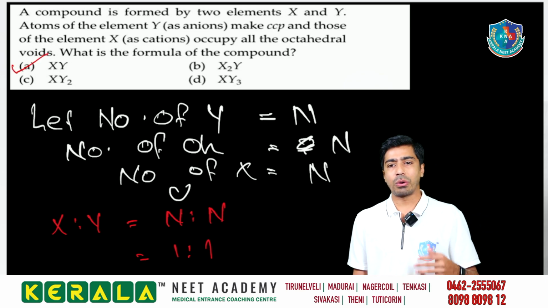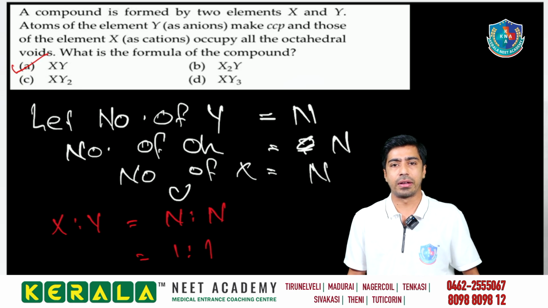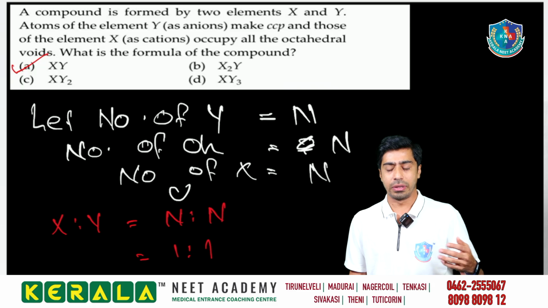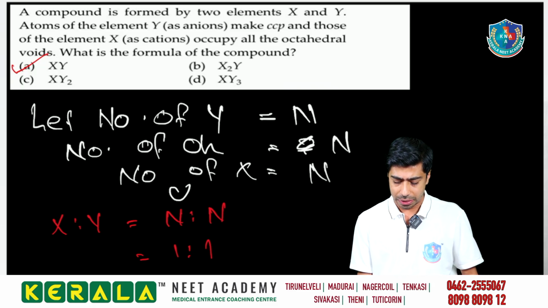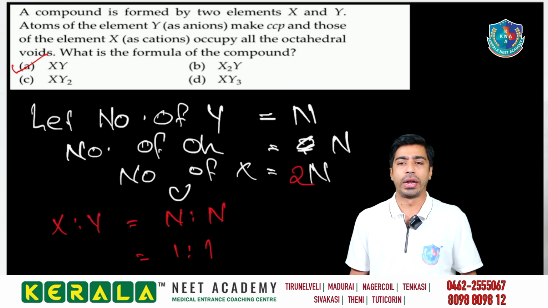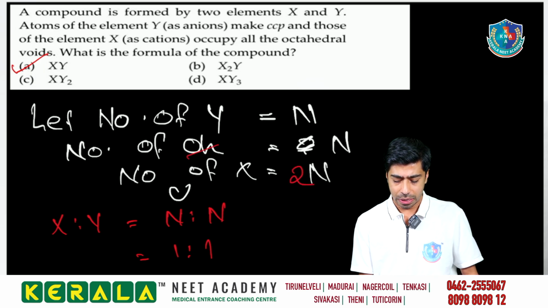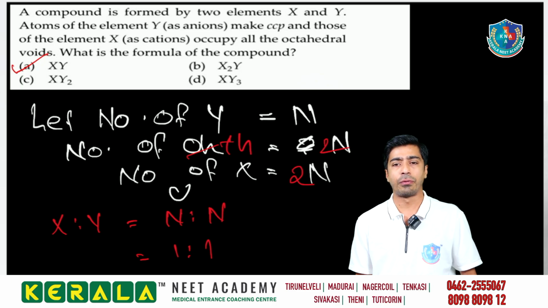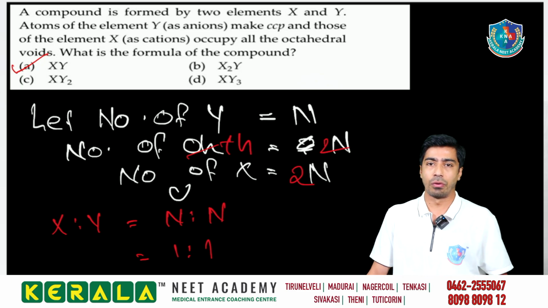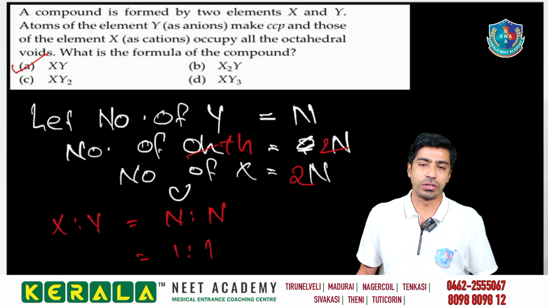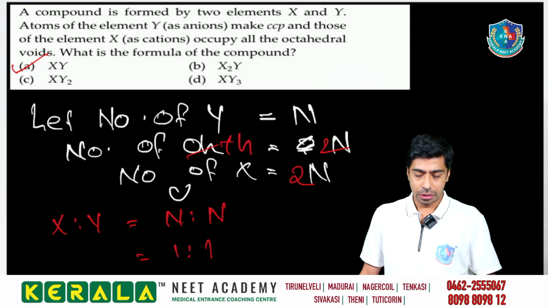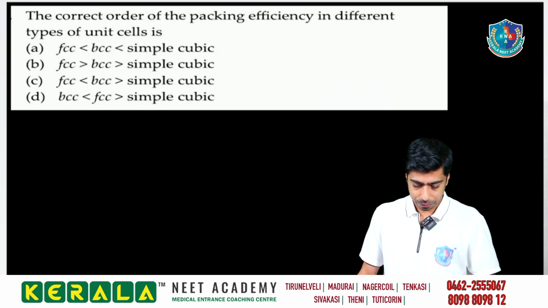Now if the same question is like X atoms occupy all the tetrahedral voids, then the number of X atoms will be 2n. That means you will have 2n tetrahedral voids, and the formula of the compound will become XY2 if the case is for tetrahedral voids. But for this particular question, they are asking only about the case of octahedral voids. Hope it is clear. So we will move on to the next one.